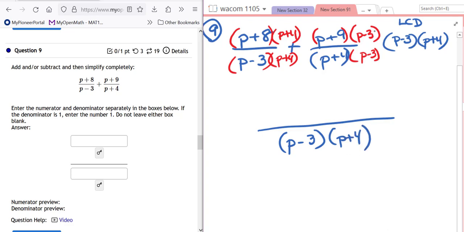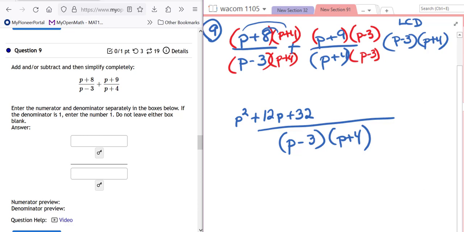But these numerators, we have to multiply all that out. So we have 2 FOILs to do. So we have p squared on the first one. Outside we're getting 4p. We might do outside and inside together. I'm taking a little leap there. 4p plus 8p is how I'm going to get 12p. And 4 times 8, last terms, is 32.